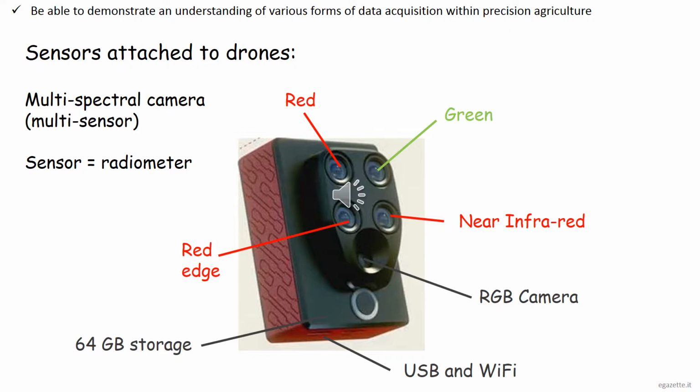When the UAV is back on the ground, the information can be downloaded by USB and Wi-Fi, and then the camera would be free to go again and collect more information. The size of this particular multispectral camera is 6 centimeters long by 4 centimeters wide and 2 centimeters depth. So they're small enough to fit in the palm of your hand.